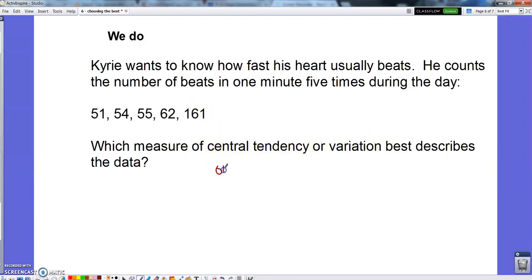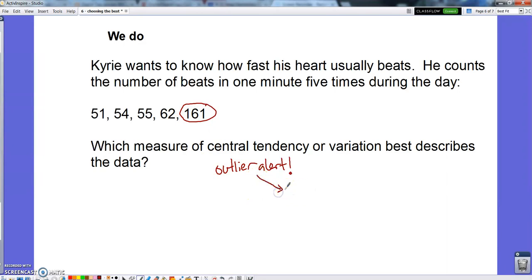So, outlier alert. When you have an outlier, it looks like he maybe took his heartbeat like right after he was sprinting at recess or something. It's extremely higher than the other 4 times he counted. So I have an outlier alert.